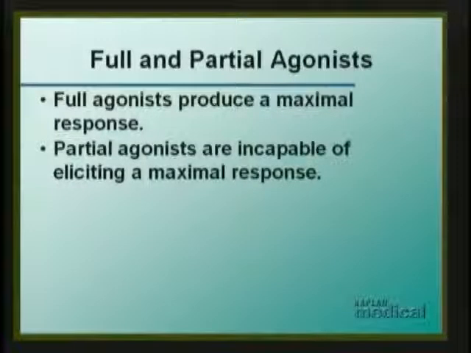Although we've already defined full and partial agonist, let me remind you on your computer screen appropriate definitions. A full agonist is a drug when it binds to a receptor capable at the appropriate dose of giving a maximal response. That full agonist producing a maximal response means it can give 100% response. A partial agonist is incapable of eliciting a maximal response, only gives partial responses.